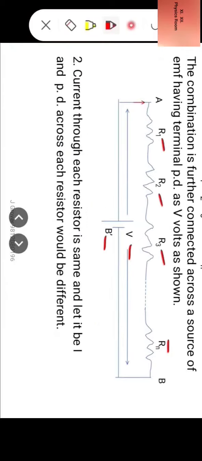Proof. Let us develop the physical situation first. Consider n resistors R1, R2, R3, so on Rn connected in series. The combination is further connected across a source of EMF E' having terminal PD as V volts as shown in diagram. Now second step: current through each resistor is same and let it be I, and PD across each resistor would be different.